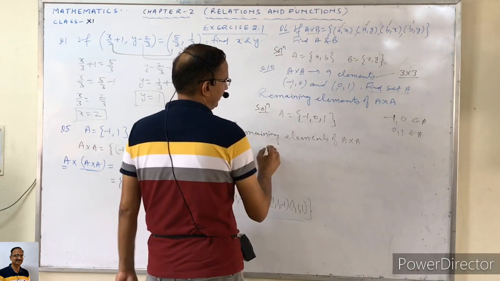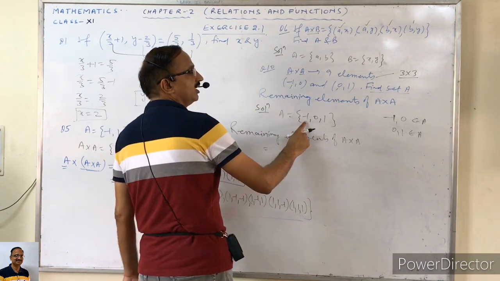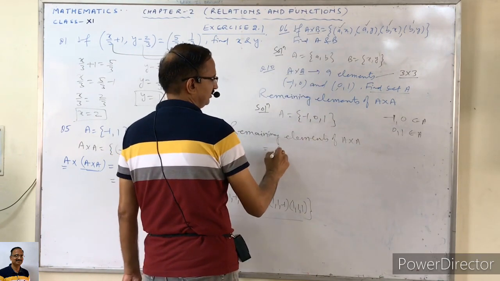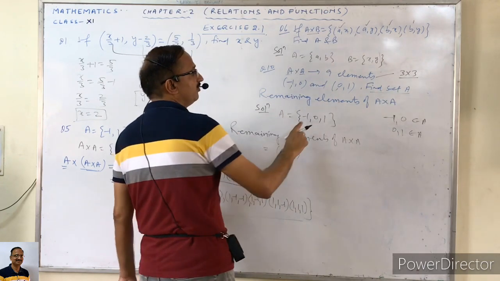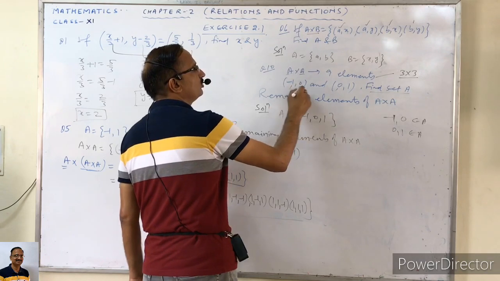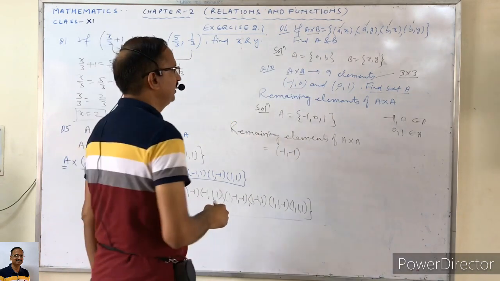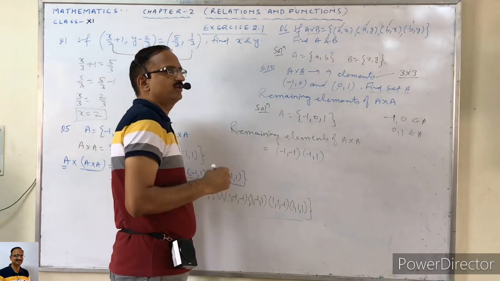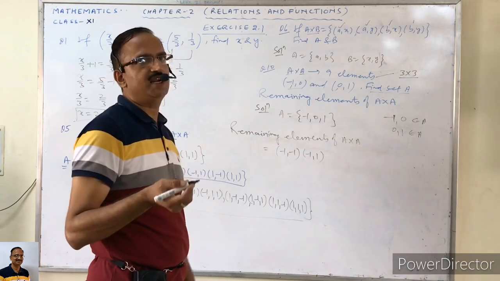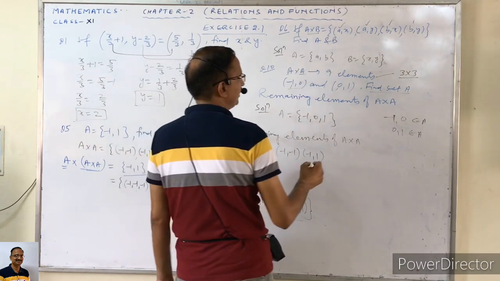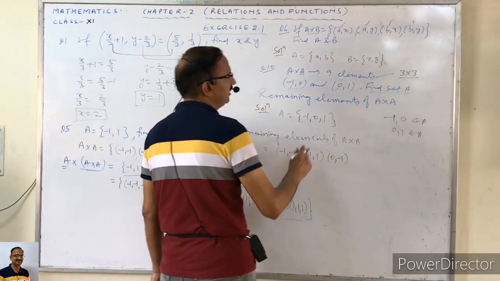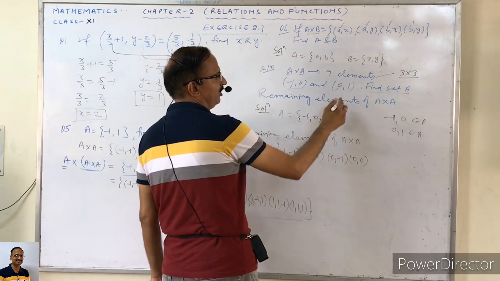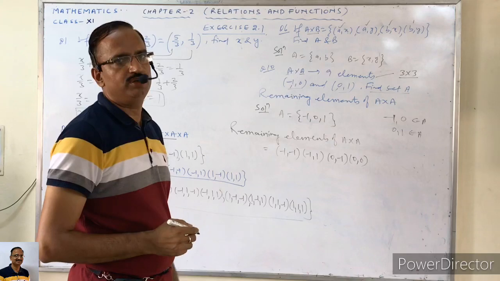Now we will write the elements from A to A. So -1, -1. Second, -1, 0 already given, so no need to write it again. Then -1, 1. These are the combinations which start from -1. Now we will start the combinations from 0. 0, -1. Then 0, 0. Then 0, 1 already given, so again no need to write it.